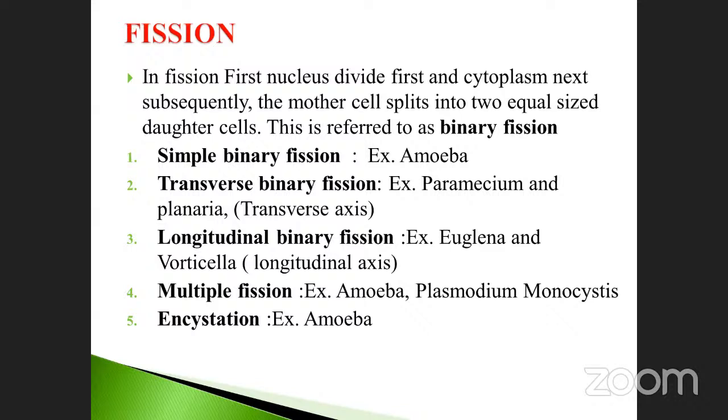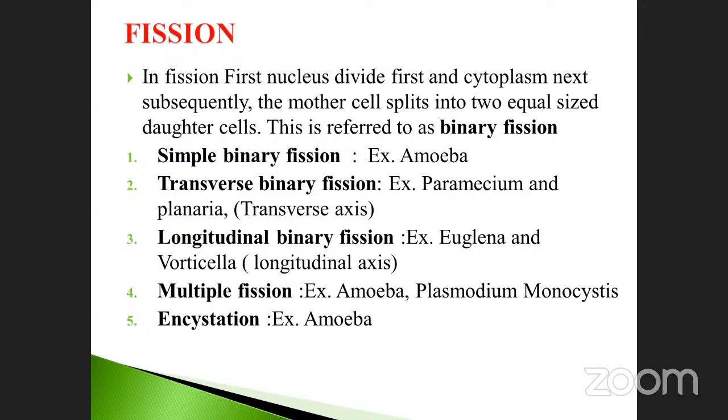So as a result, what happened? The mother cell split into two equal sized daughter cells. This is referred to as binary fission. Bi means two. A single mother cell splitting to give two daughter cells is called binary fission. Here, what will be the main physiological process? First division is called karyokinesis and second division is called cytokinesis.